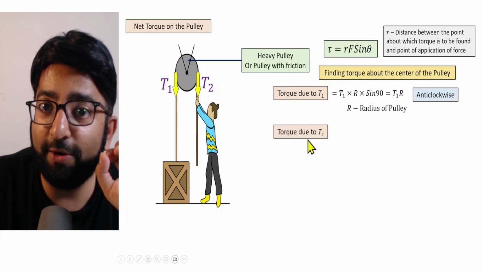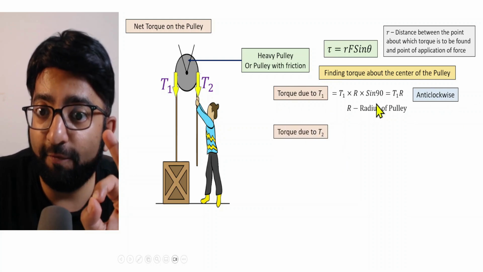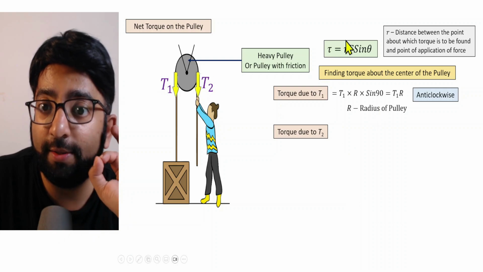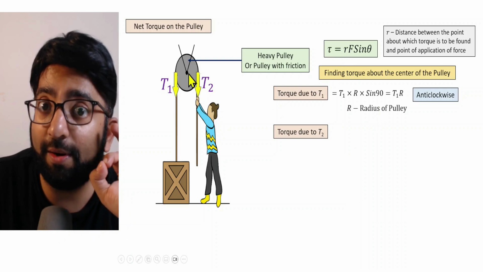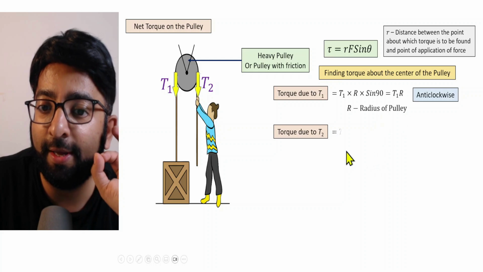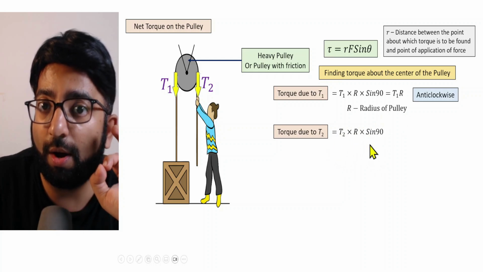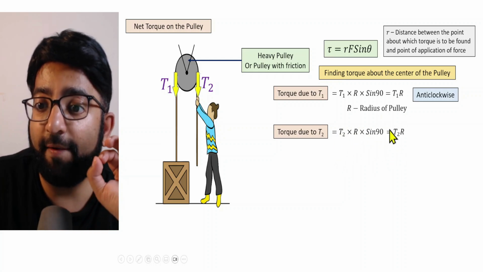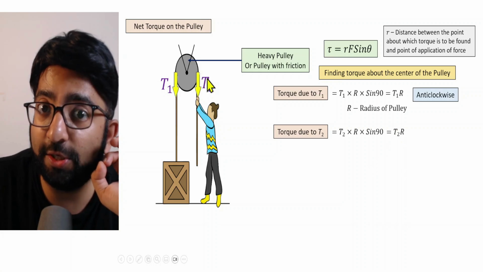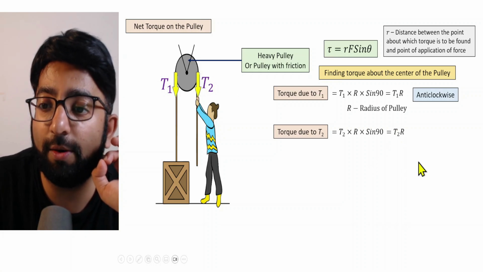Now, coming to torque due to T2, we'll use the same formula. The magnitude is T2. The value of small r will be capital R here, where R is the radius of the pulley. So, the torque will be T2 into R into sine 90, which simplifies to T2R, and the direction of torque due to T2 will be clockwise.